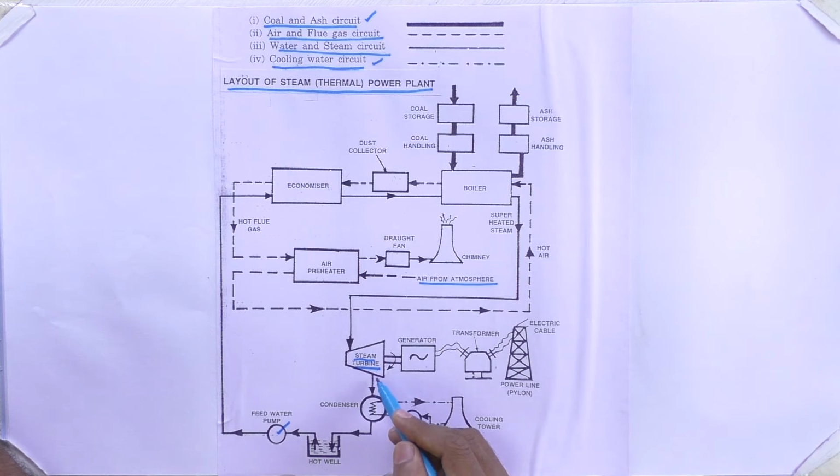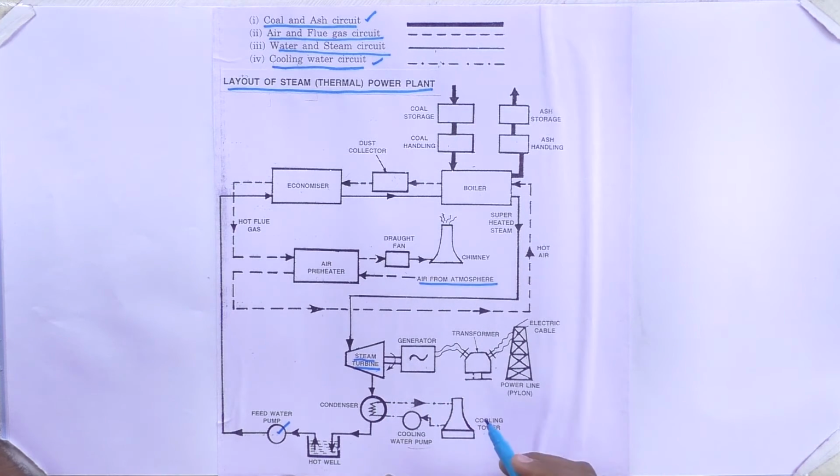Then the outlet of the turbine is mechanical energy, and the other way the steam will pass through the condenser. Here we should cool the steam so that it will convert into water. How is it cooled? With the help of cooling circuits. In these cooling circuits we have some parts: one is the cooling tower, another one is the cooling pump.